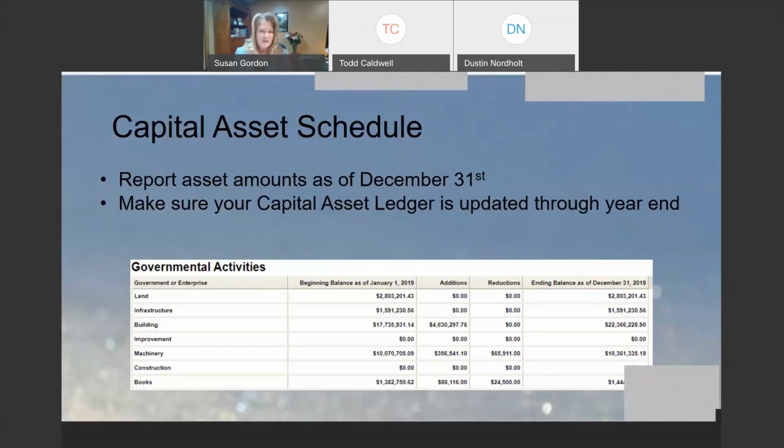Now, another question we get: let's say you bought a snowplow for $30,000 last year, in 2019, and it's on your machinery and equipment list, and in 2020 you sell it for $25,000. When you record that reduction, you're going to take it off of your schedule at $30,000, even though you only got $25,000 for it. This schedule is concerned with historical cost, not the amount that you sold it for. So just keep that in mind as you go through.